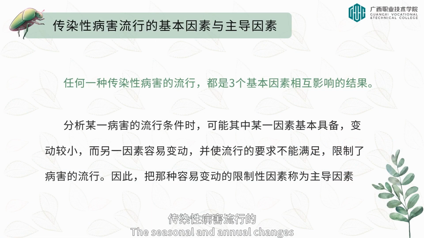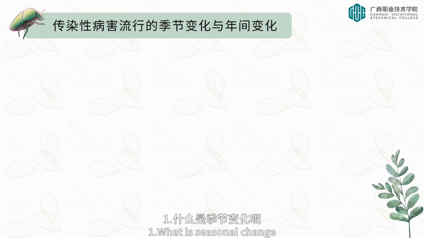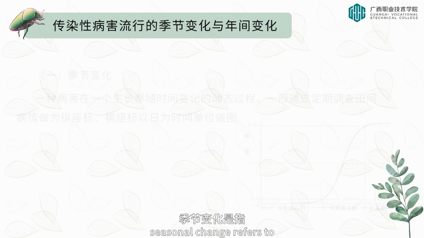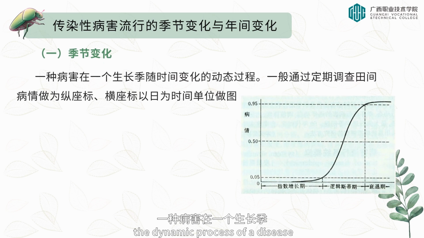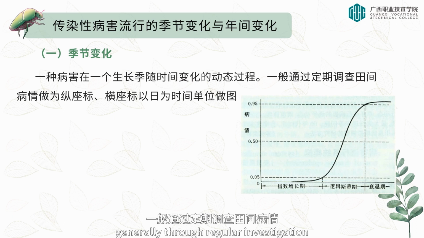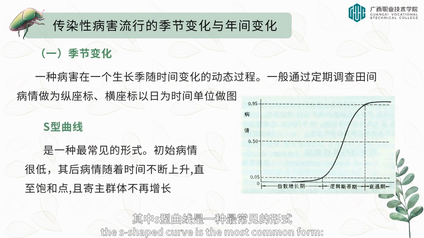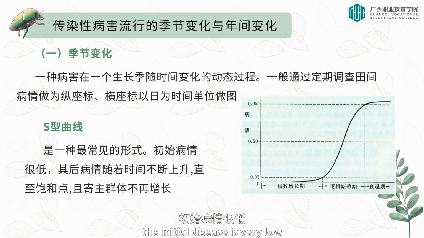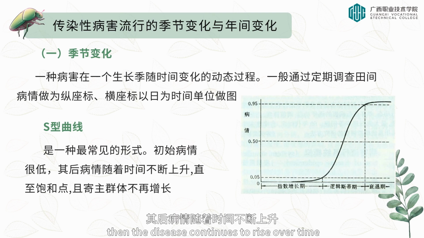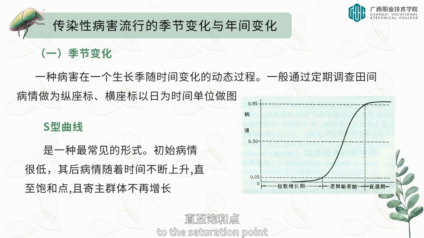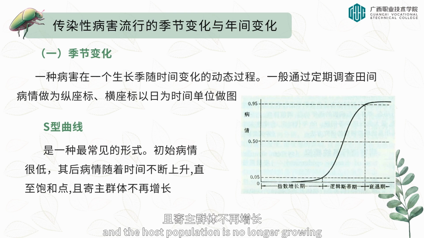The seasonal and annual changes of the prevalence of infectious diseases. What is seasonal change? Seasonal change refers to the dynamic process of a disease changing with time in the growing season, generally through regular investigation of the disease in the field, and it is used as the ordinate. The abscissa is plotted in days. The S-shaped curve is the most common form. The initial disease is very low. Then the disease continues to rise over time to the saturation point, and the host population is no longer growing.